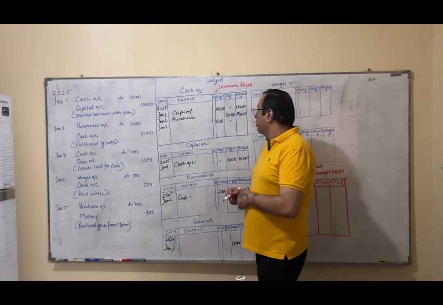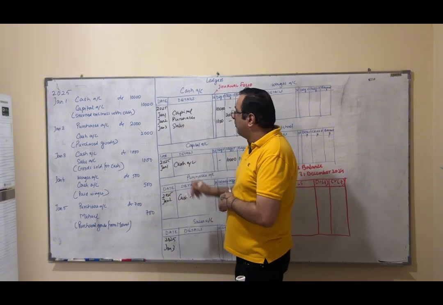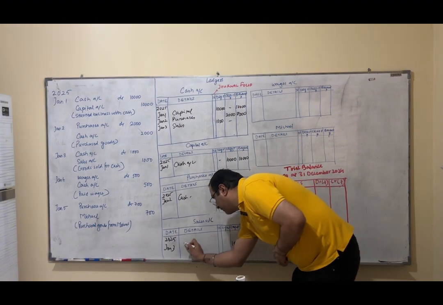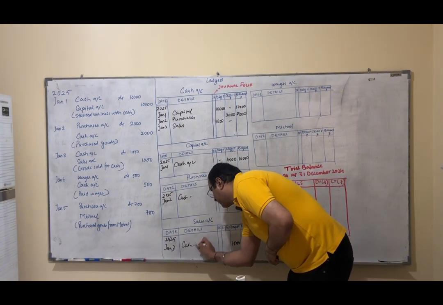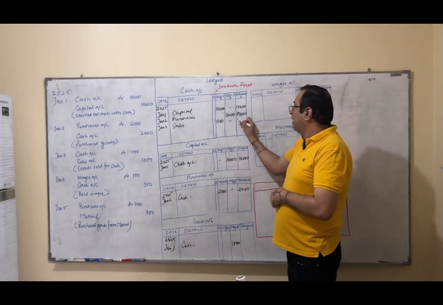Now, opposite to cash is sales. So I will write here sales. Opposite to sales is cash. I will write here cash. Now, debit what comes in? So 8 plus 1, 9,000.